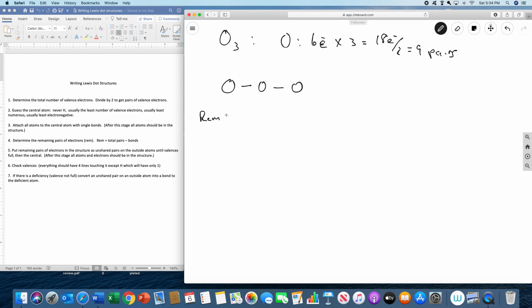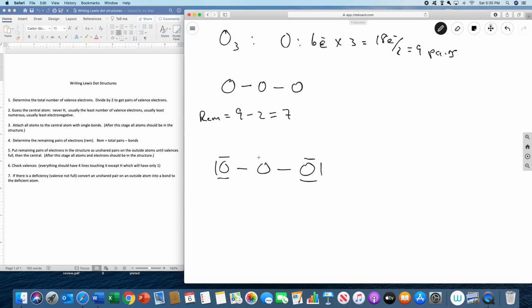We'll do this a little bit more quickly now because we've done some of these. 9 minus 2 is 7 pairs. So those 7 pairs are going to go into this structure. And where are we going to put them? We're going to put them on the outside atoms. 1, 2, 3, 4, 5, 6. But I can't put the 7th one on the outside atoms.